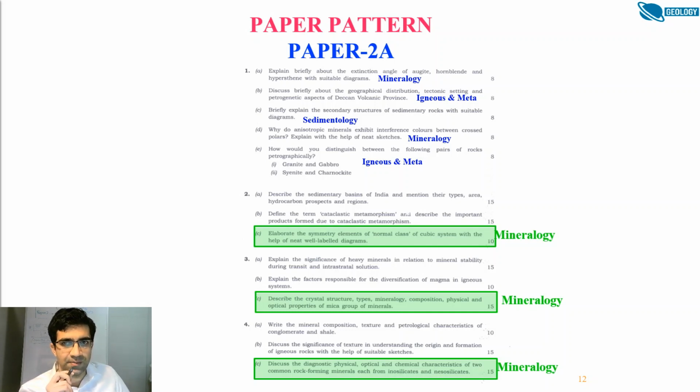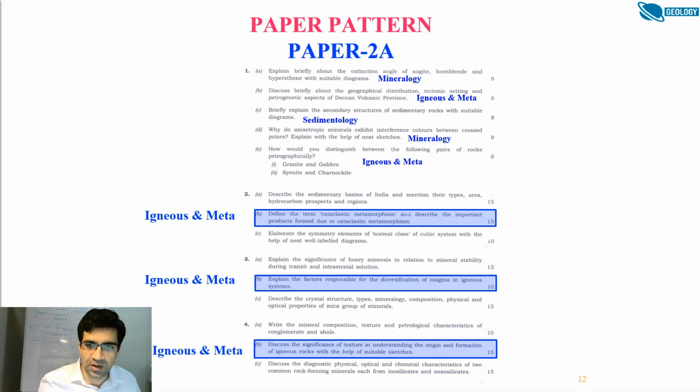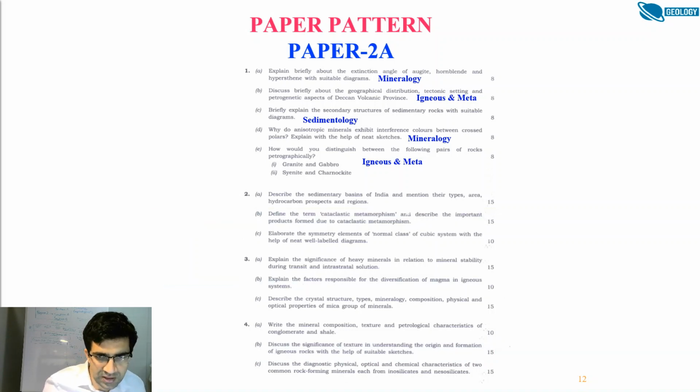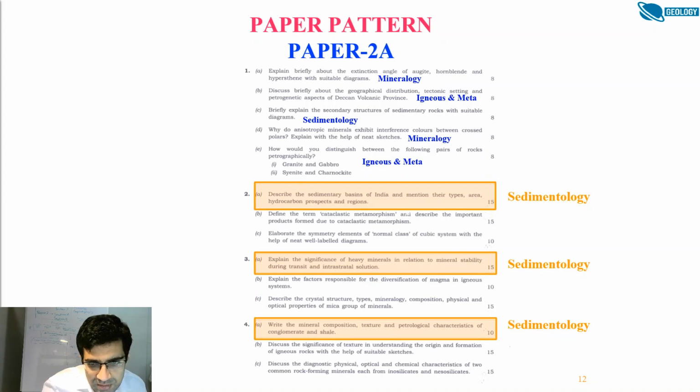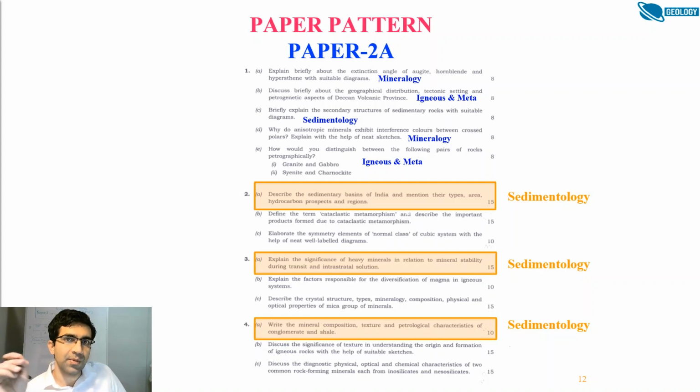This is from mineralogy. If you look at igneous and metamorphic, I think this part B is again 15, 10, 15. Let me check again. Part 1 was 15, 15, 10, 15, 10. Yes. In paper 1, what we saw was one subject had 15, 15, 15, and that left the last with 15, 10, 10. Here every subject gets 15, 15, 10 in questions 2, 3 and 4, where you have choice.